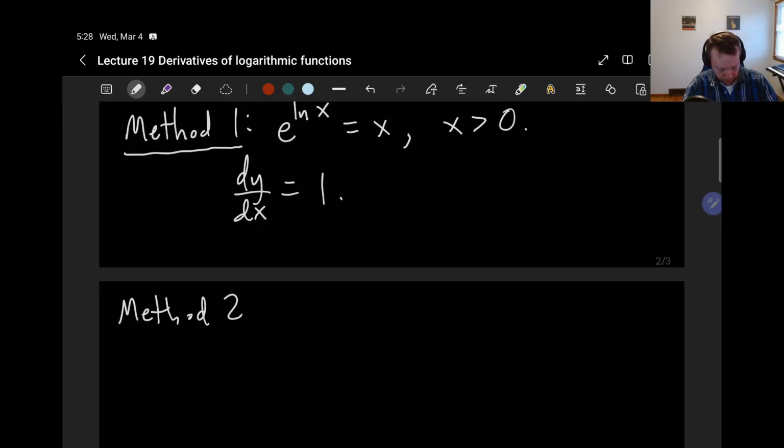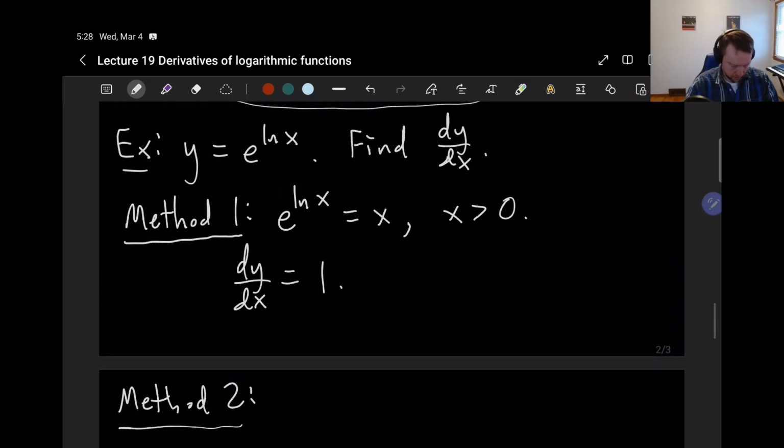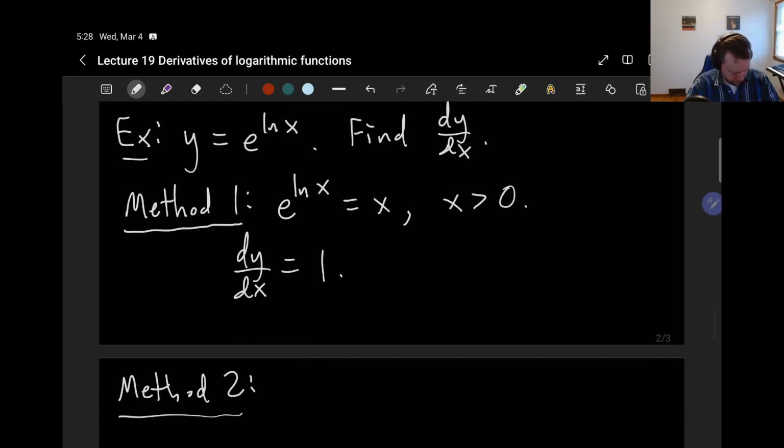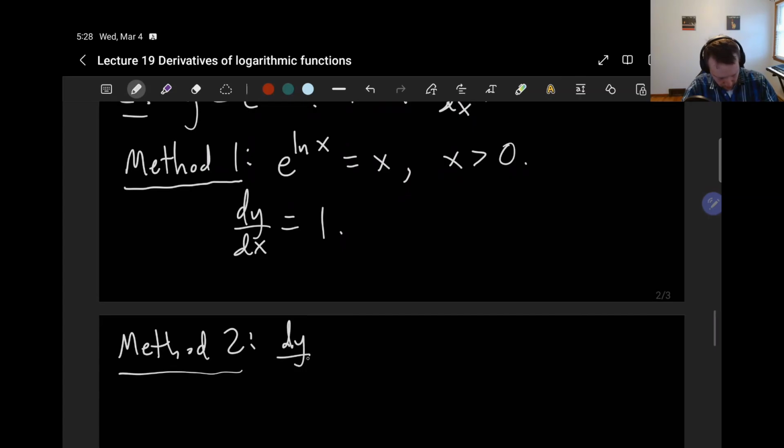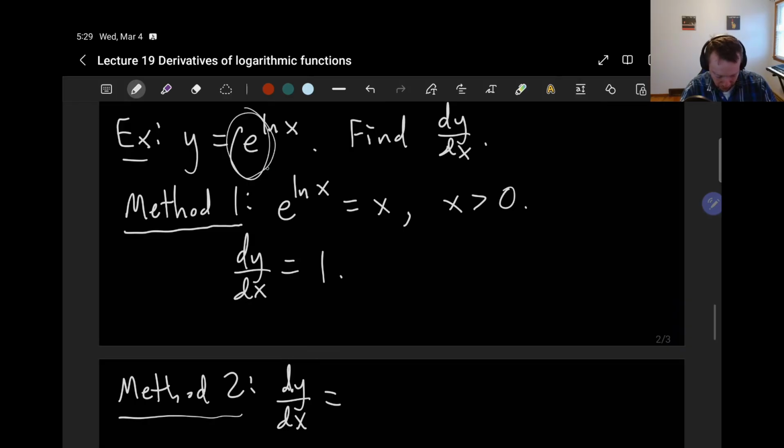And method 2, for the sake of practice, let's just try to take that derivative using chain rule. So y equals e to the ln of x, then dy dx. My outside function here is e, or yeah, this e in particular. e is my outside function. So we take its derivative first.